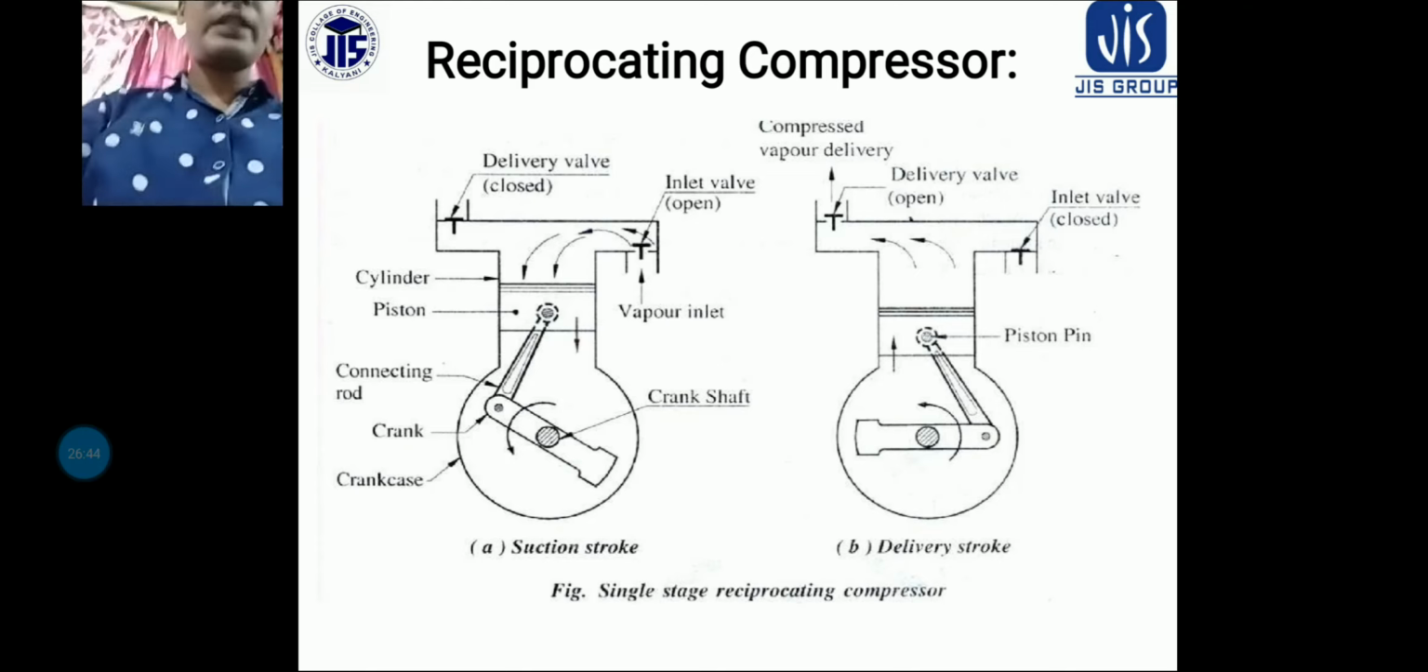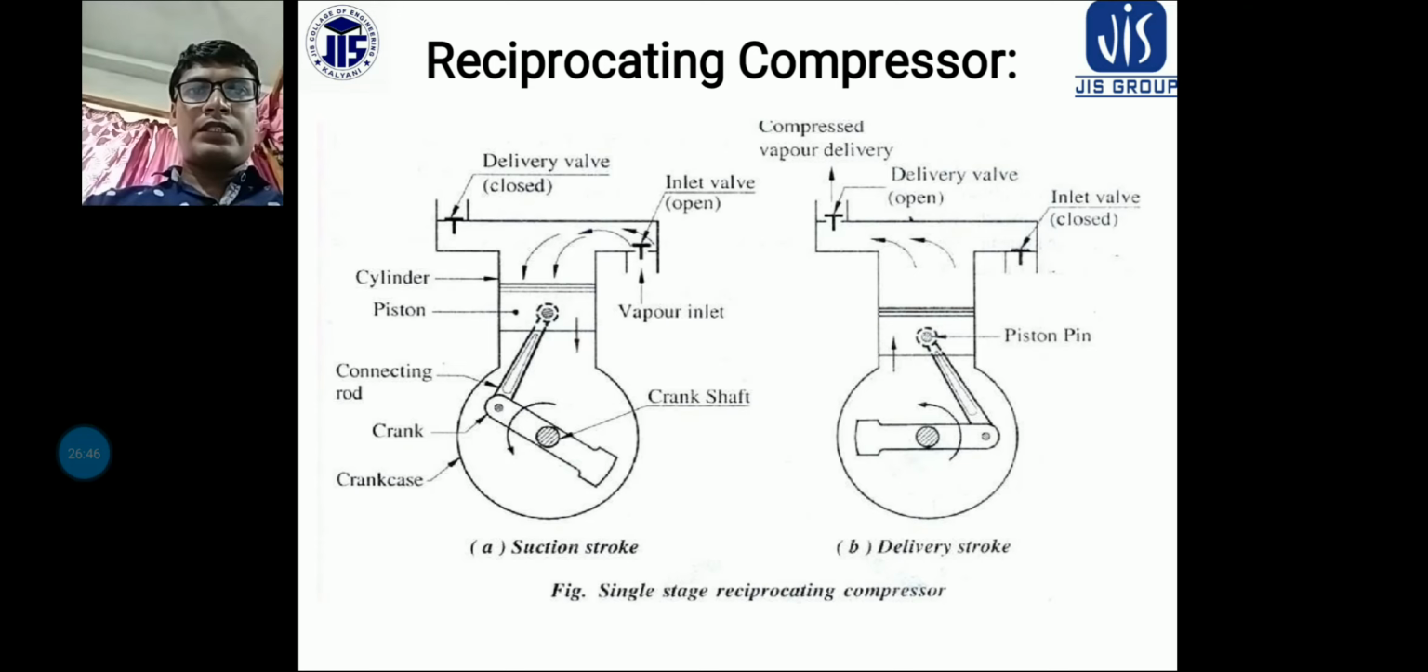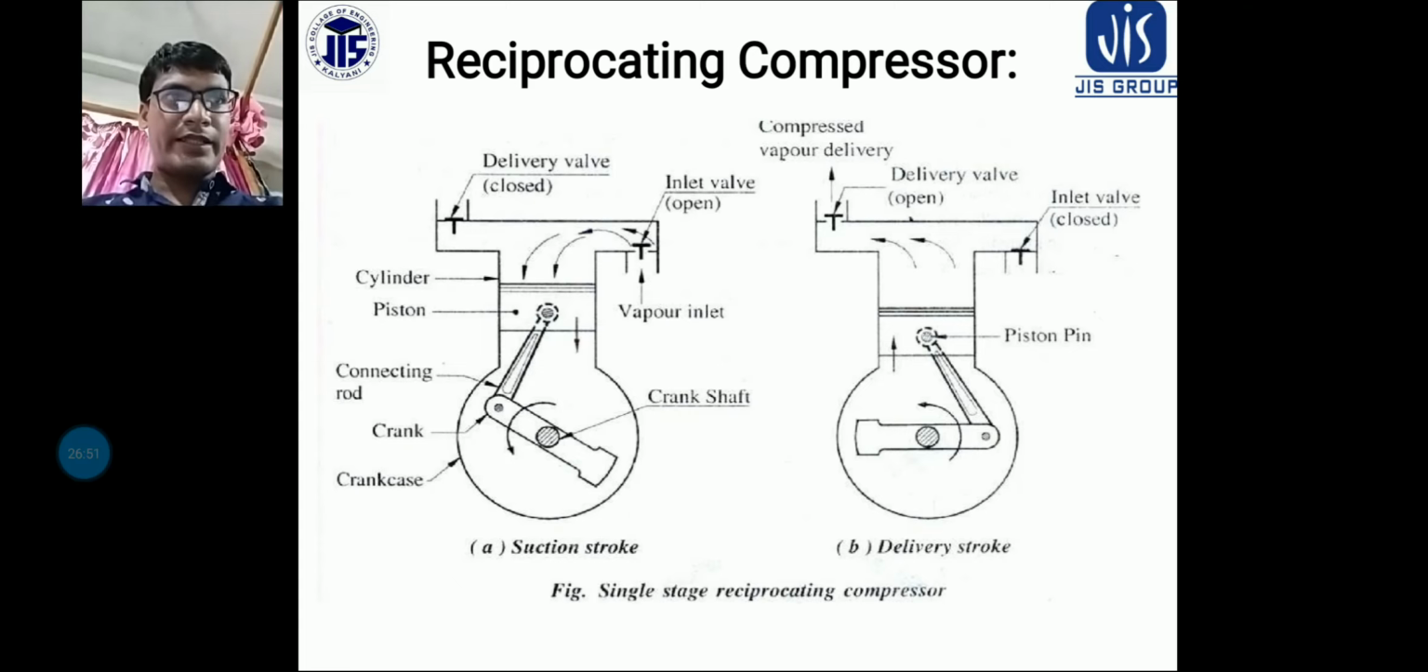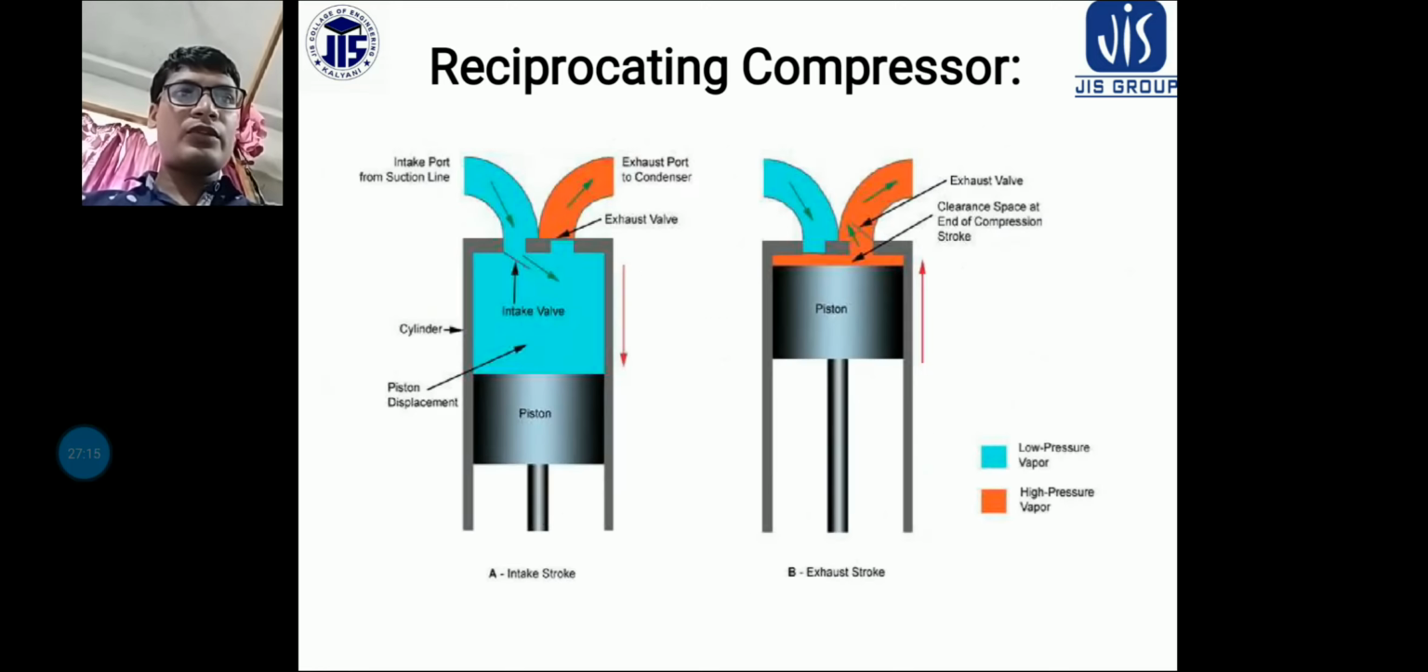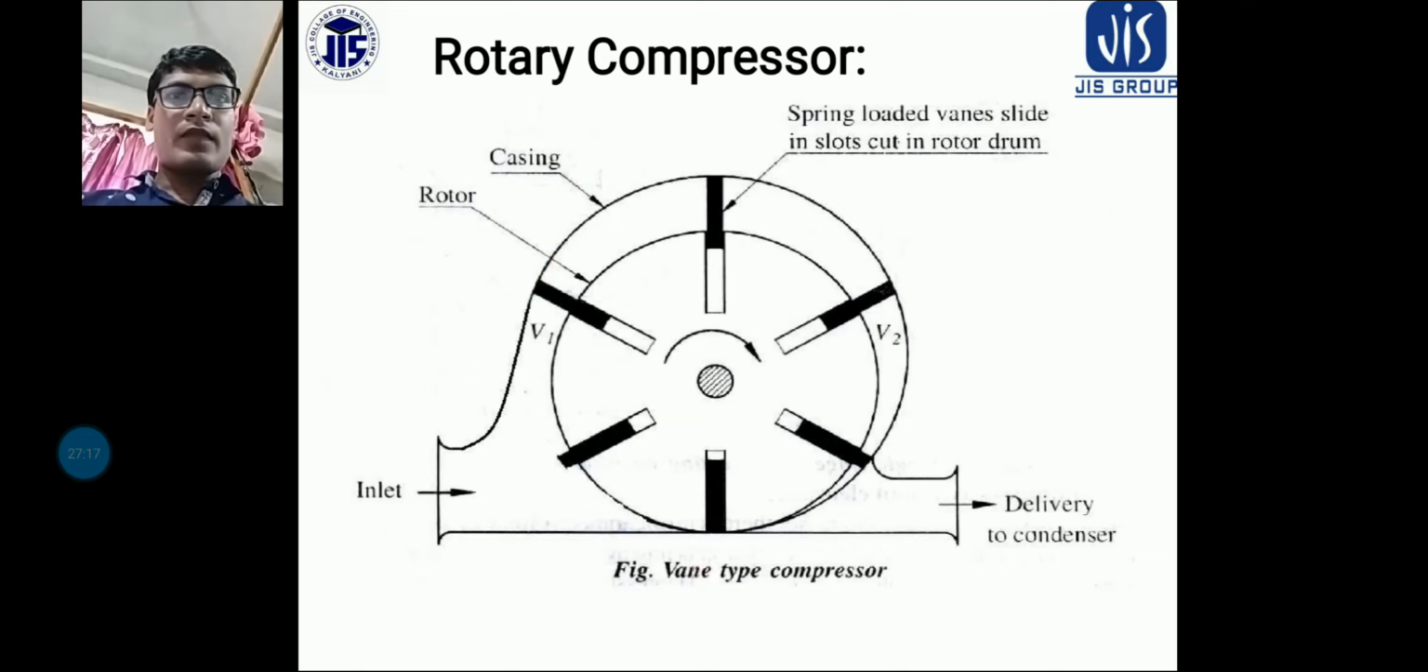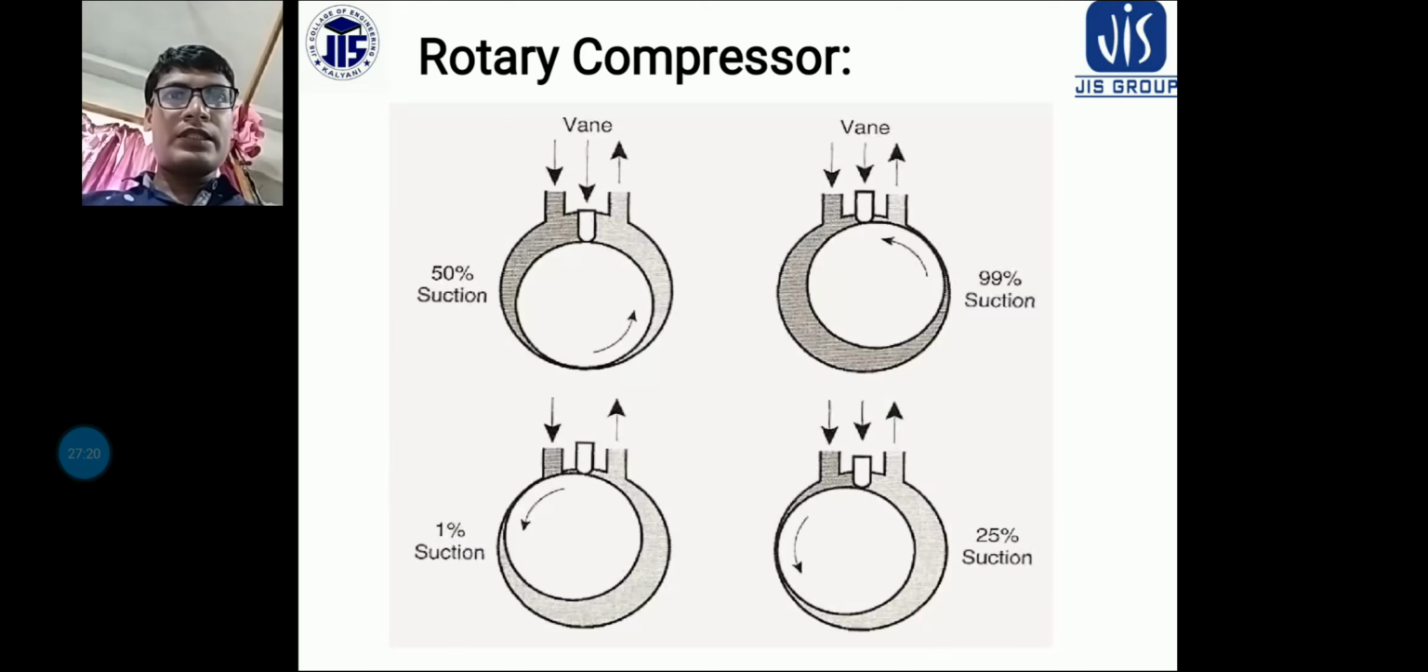Now in case of the semi-sealed type compressor, the motor and compressor are enclosed in a common housing, and normally the cylinder head, end plates, and base plate can be removed for servicing the internal mechanism. The compressor and motor are coupled together by a common shaft inside the housing. So this is your semi-sealed type.